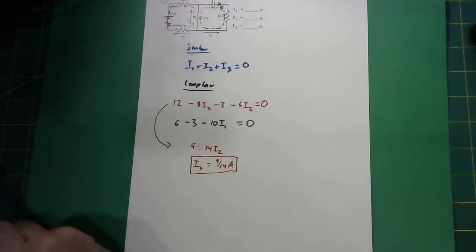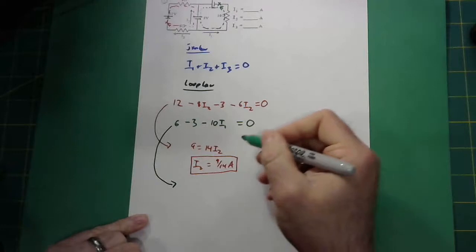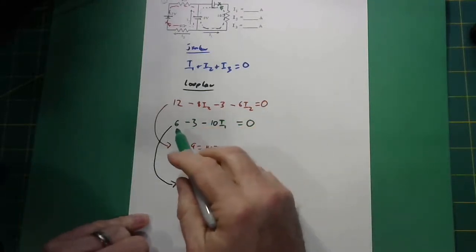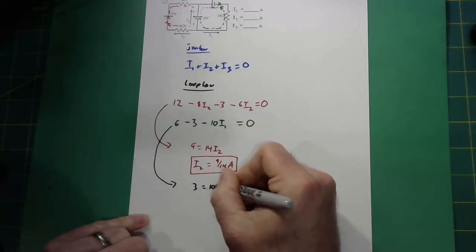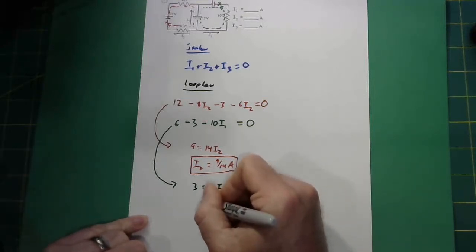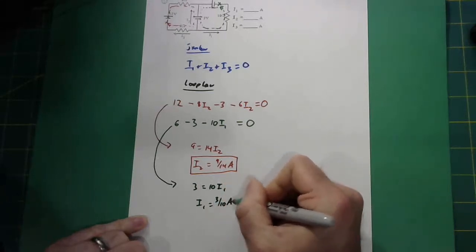Okay, working with the green one. You say again, I only have one variable here. Rearranging this, 6 minus 3 is 3. So I'm going to end up with 3 equals 10 I1. Rearrange again, you say, I'm going to see that I1 is 3/10 of an amp.